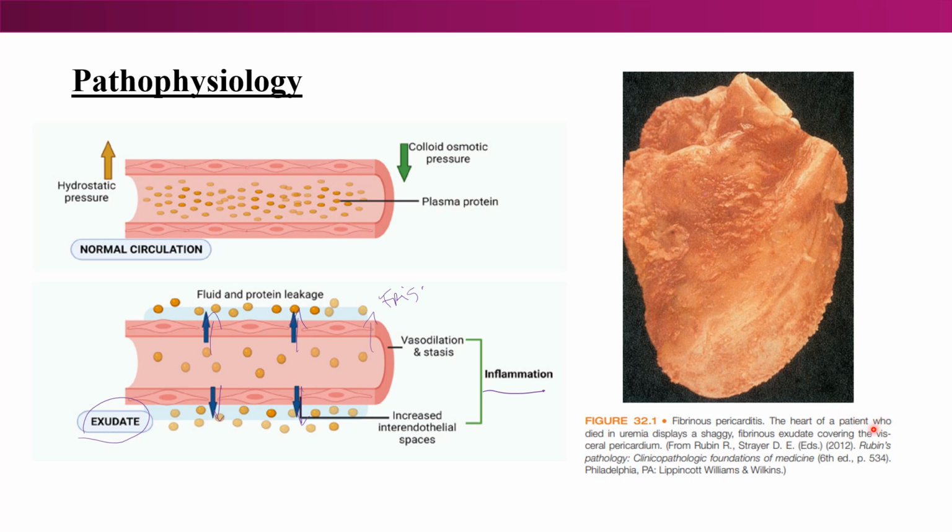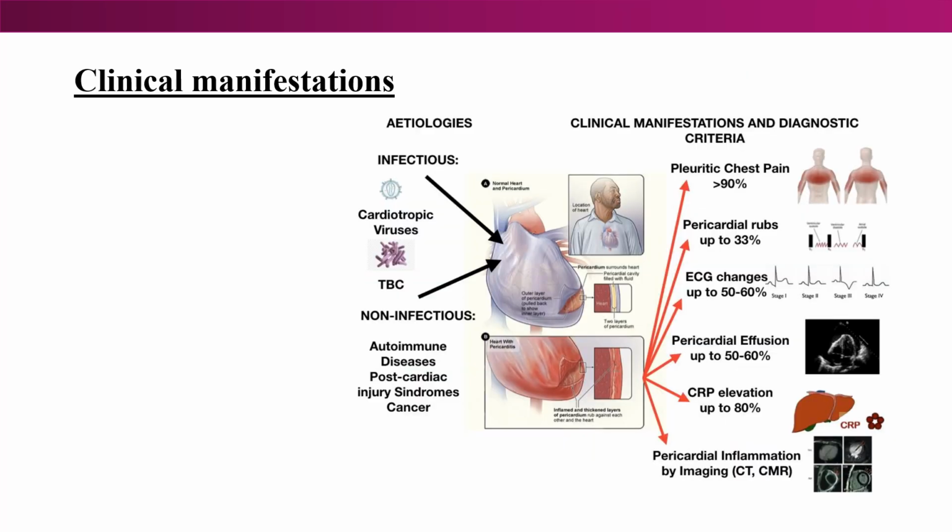where we can see the heart of a patient who died in uremia displays a shaggy, fibrinous exudate covering the visceral pericardium and therefore resulting in a fibrinous pericarditis, which heals by resolution or progresses to deposition of scar tissue and formation of adhesions between the layers of the serous pericardium. Inflammation also may involve the superficial myocardium and the adjacent pleura.